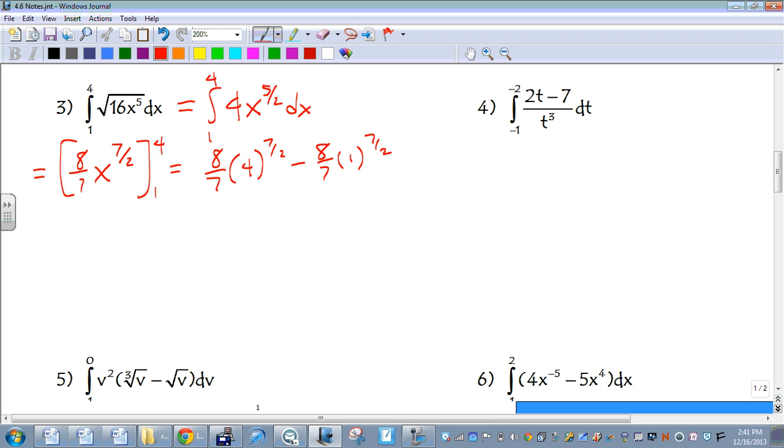So this is one I wouldn't necessarily expect you to do without a calculator. We can go ahead and punch that in the calculator, and if you do, you should get 1016 over 7, which is approximately 145.14.